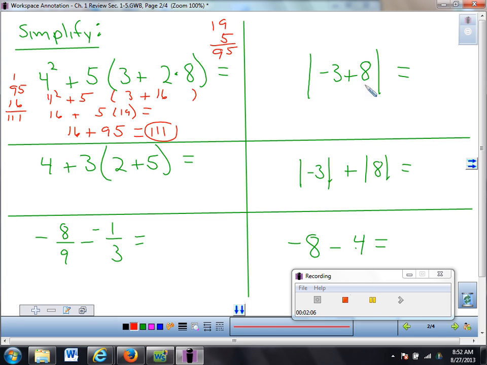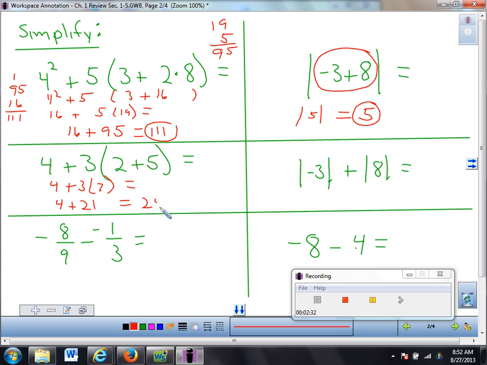Okay, absolute value, inside the absolute value signs first, so I'm going to add negative 3 and 8 and get 5, and then the absolute value of 5 is 5. So do not take absolute value individually, so you work inside the grouping symbols first. Order of operations, parentheses first. Again, if I'm going too fast with the answers, you guys can pause it at any time.